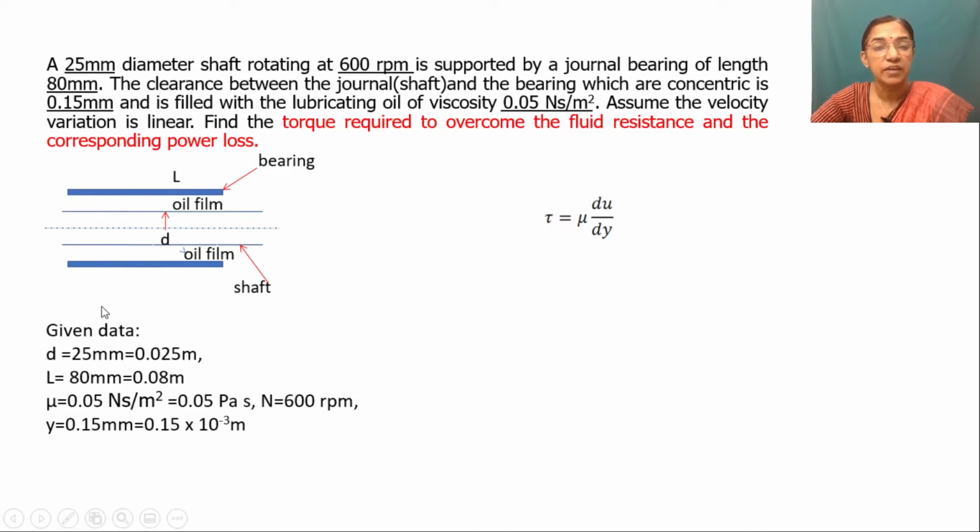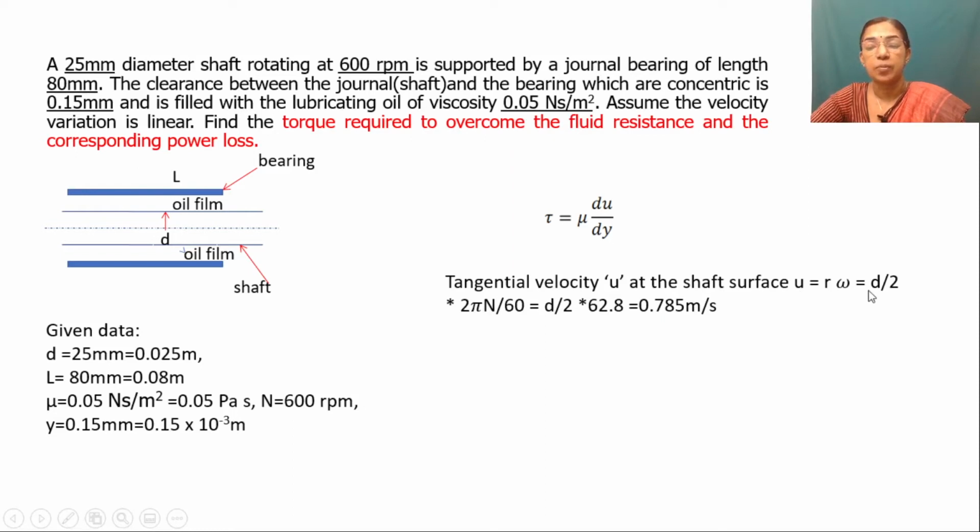Though the tangential velocity is not given, we know that the shaft is rotating at a speed of 600 rpm. So we can calculate the tangential velocity using the equation u equal to r omega. This is the tangential velocity at the shaft surface. Omega is the angular velocity. How will you calculate omega? Since the rotation speed is given, omega can be calculated as 2 pi n by 60, where n is the rotation speed, 600 rpm. So the tangential velocity is r, that is d by 2, into the angular velocity.